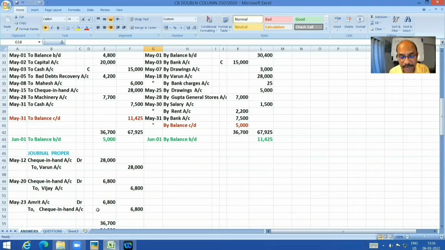You agree with me? Yes. Who has received the check? Who is the endorsee? Endorsed Amit. Yes, he has been debited. Who has given it? Vijay. Yes, he has been credited. Fine.